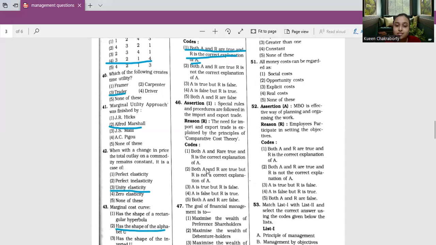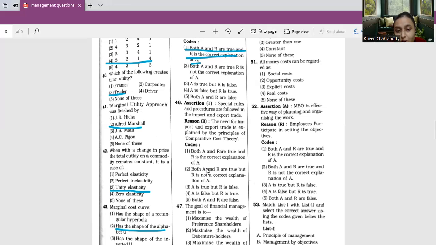So let's see what the assertion and reason say. Right? See, importing and exporting activities are based on foreign trade policies, procedures, rules, guidelines, regulations, whatever they have, that need to be followed to facilitate the movement of goods in and out of specific countries. Now, in the year 1870, David Ricardo, an English political economist, contributed this theory of comparative advantage in his very famous book called Principles of Political Economy and Taxation.